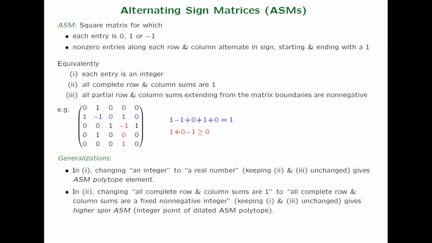You might be thinking, well, it's easy to see that the initial definition implies this second definition that I've given, but what about going the other way? How do we know that each entry is 0, 1, or -1, for example? Well, we know that each entry is an integer, and because the partial sums from both ends of a row or column are non-negative, and the total sum is 1, that means that you can never go beyond 1. So the partial sums must also be less than or equal to 1.